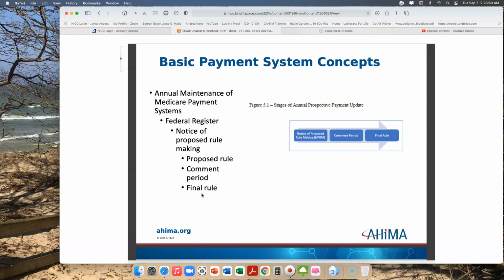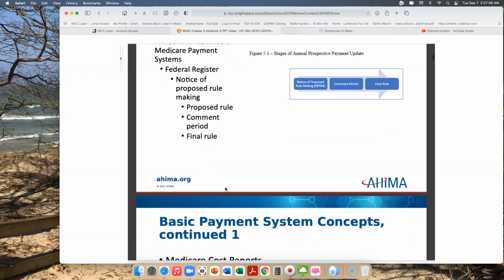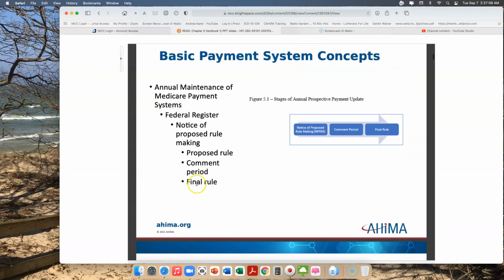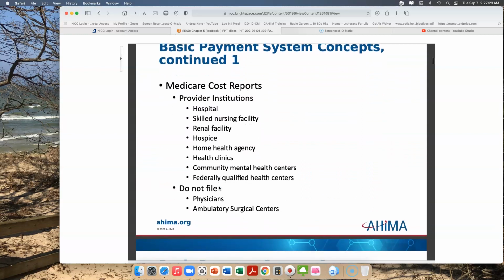So usually end of August, beginning of September, at the very latest mid-September is when the final rule is published in the Federal Register. So it's important to know that and important to be able to go there and read the information. Now, grant you, the final rule is an awful lot of legalese, but there are plenty of consulting companies and other organizations that distill that final rule out so that it's more understandable.